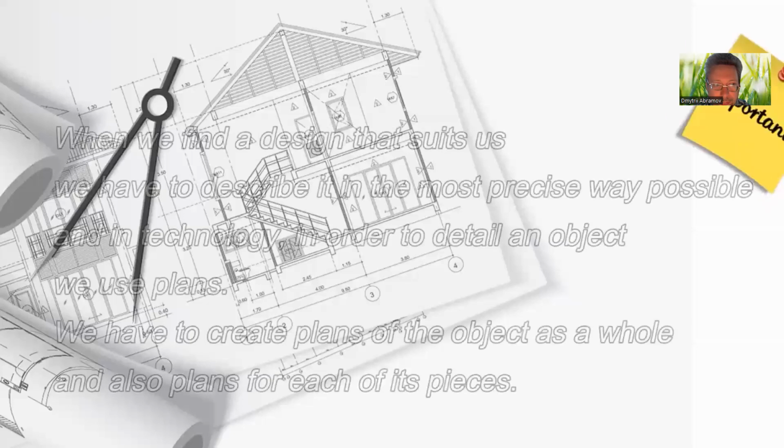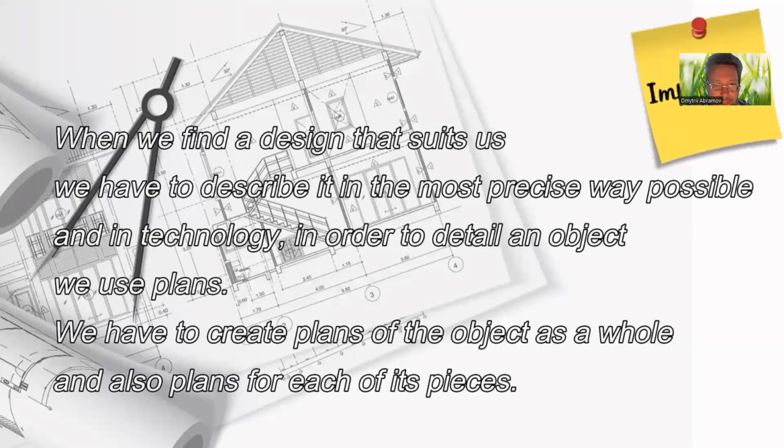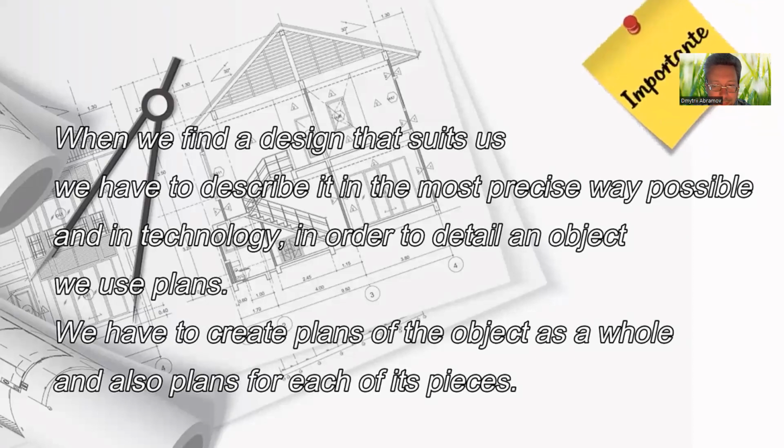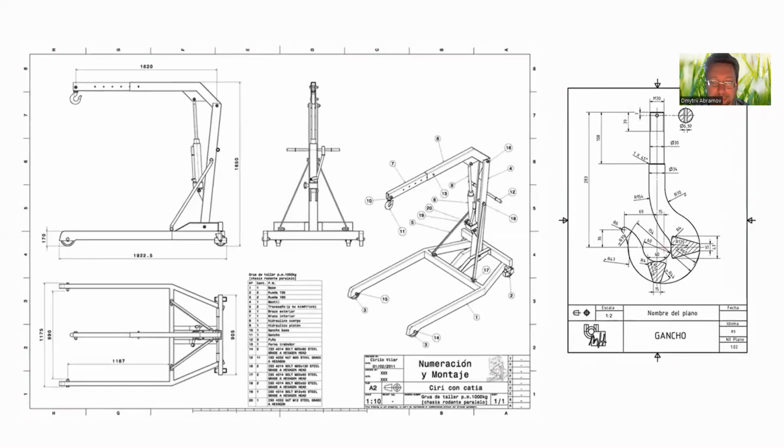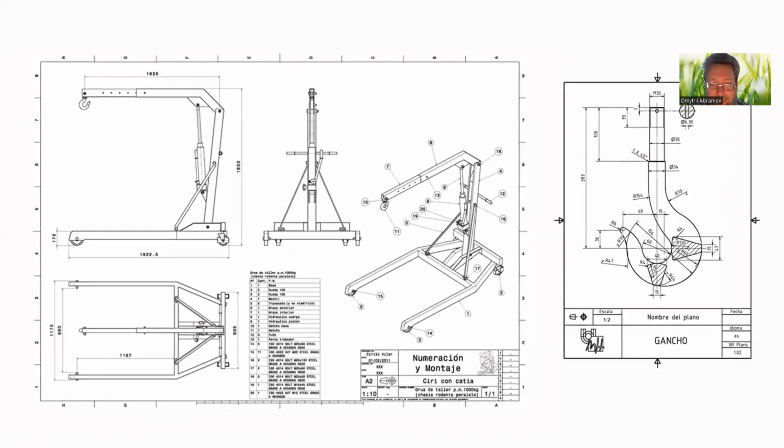When we find a design that suits us, we have to describe it in the most precise way possible. And in technology, in order to detail an object, we use plans. We have to create plans of the object as a whole and also plans for each of its individual pieces. The plans should be correctly finalized and preferably to scale.